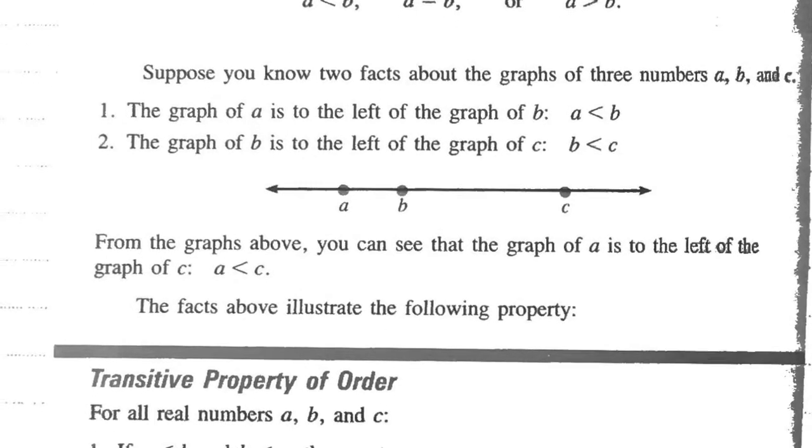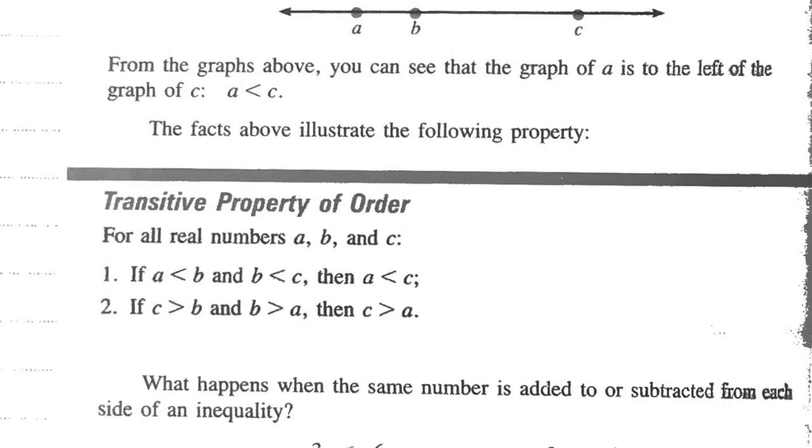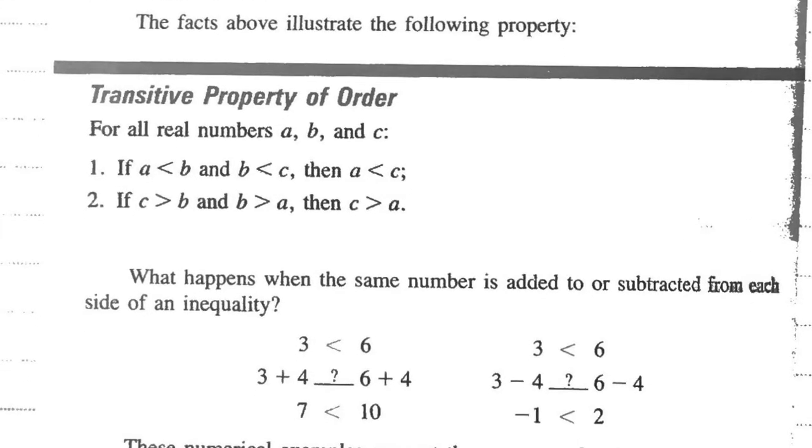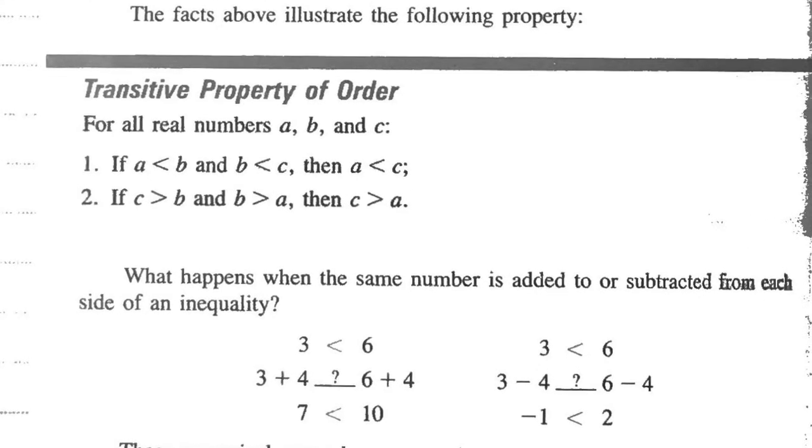The facts above illustrate the following property. This is called the transitive property. The transitive property of order tells us that for all real numbers a, b, and c, if a is less than b and b is less than c, then a is less than c. If c is greater than b and b is greater than a, then c is greater than a.